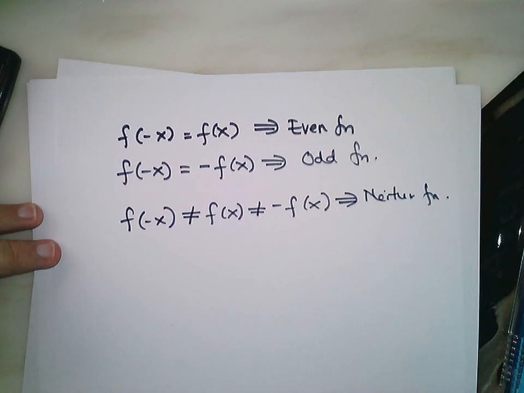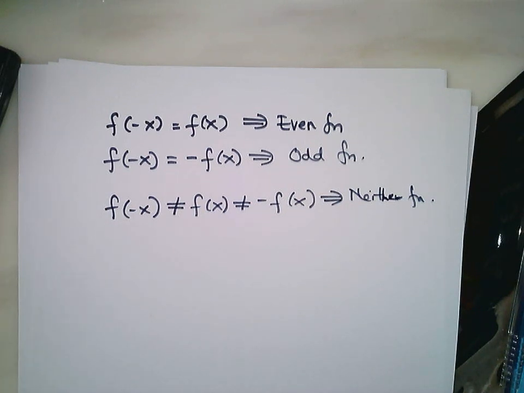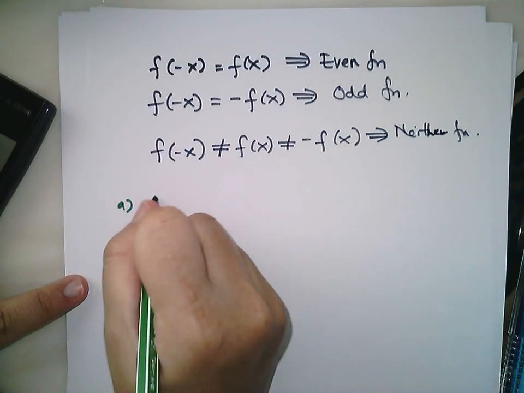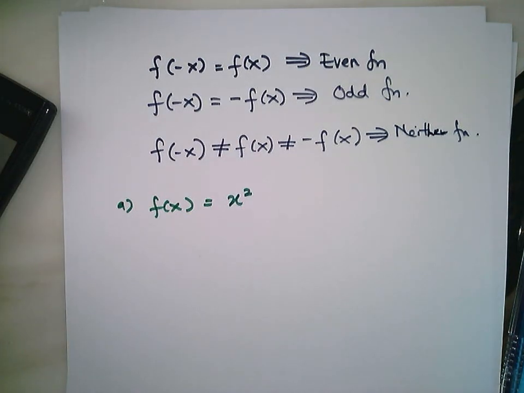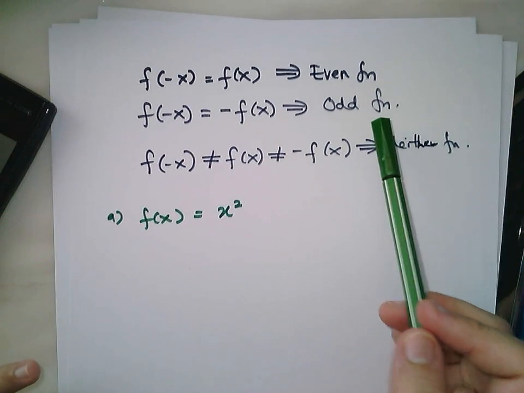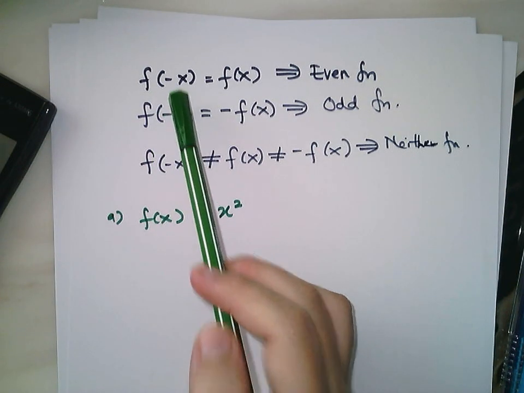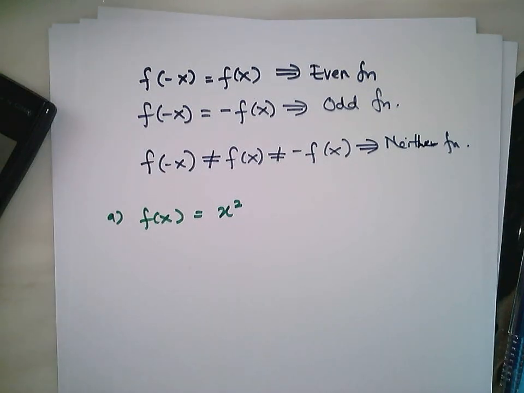Okay, so try to look at this example. Okay, so let's say you are given your f(x) is equals to x squared. So as you can see here, for you to identify whether the given function is odd, even, or neither function, you need to replace x with negative x. Okay, so you need to find what is your f negative x of your function.